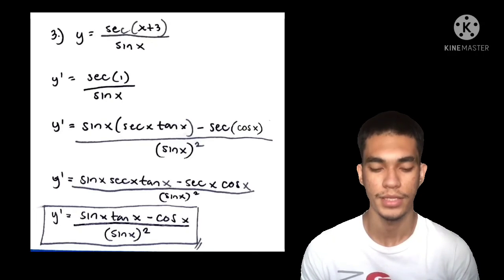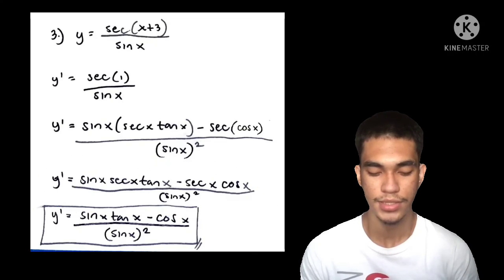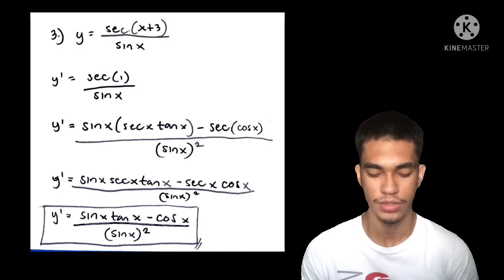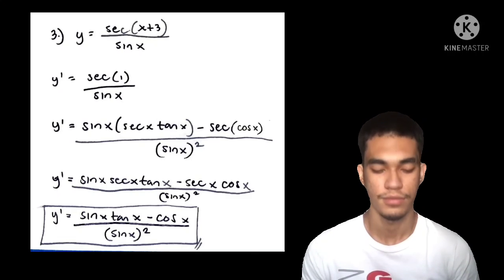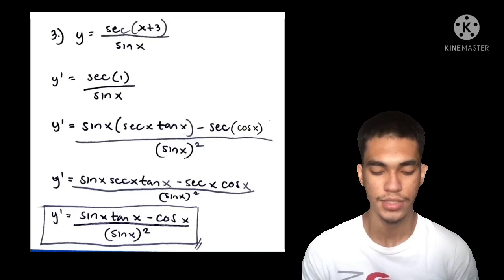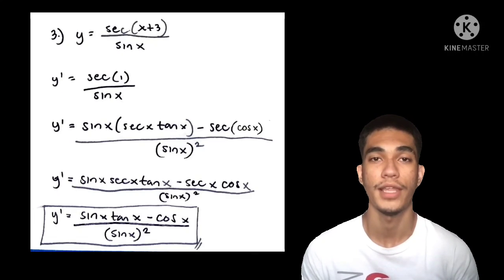Now we will multiply this. Now we have y prime is equal to sine x secant x tangent x minus secant x cosine x all over sine x squared. Now notice that the secant x can be cancelled. That's why we can have y prime is equal to sine x tangent x minus cosine x all over sine x squared as our final answer.